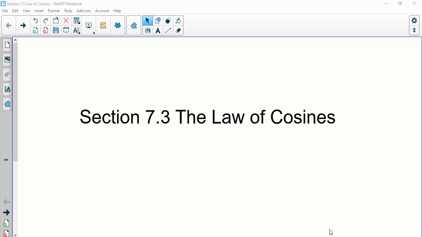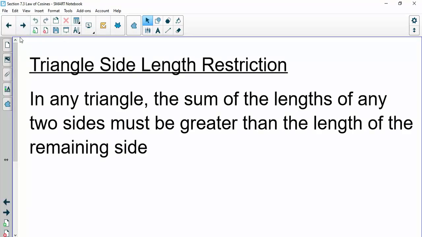So we have been doing law of sines, and we know that that works in any triangle. So unlike just a regular sine, it doesn't have to be a right triangle. Law of cosines is also applicable in any triangle. There is just a tidbit about triangles.